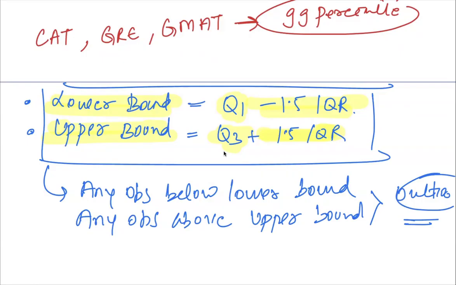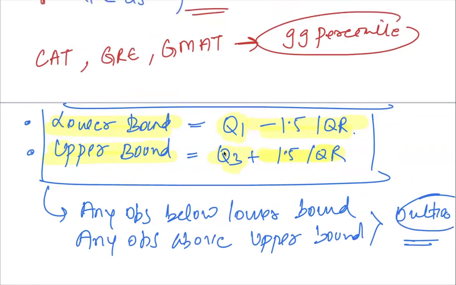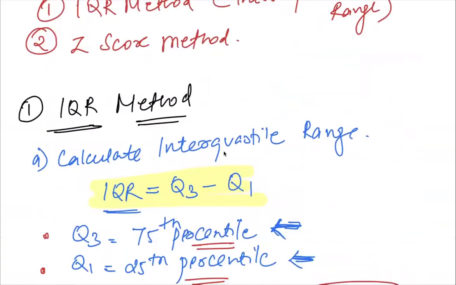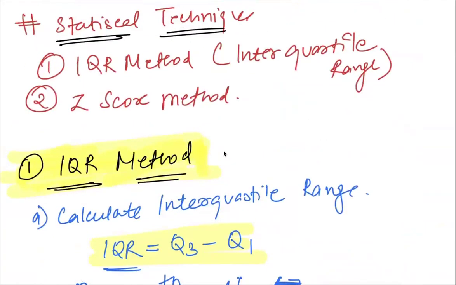So you can filter all those observations. This is one of the ways, and this is the most used. If you ask me which one is most used between the interquartile range and z score, I will say the interquartile range is mostly used. Okay, I'll also explain z score.